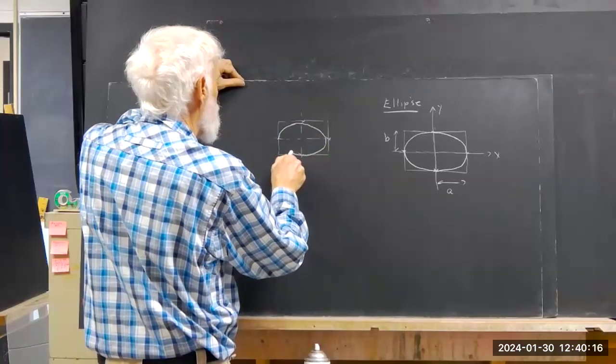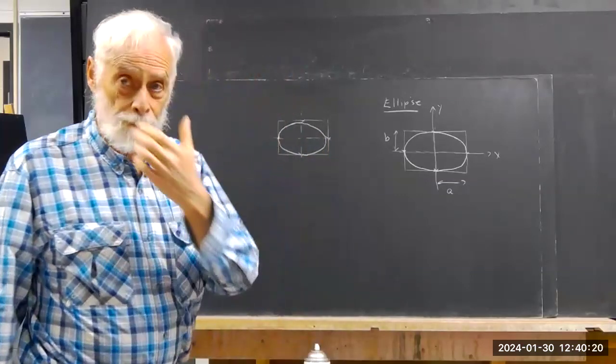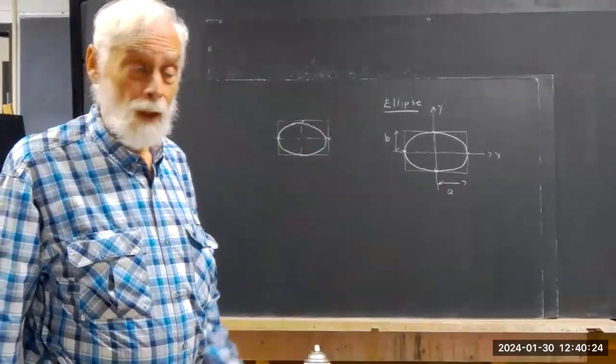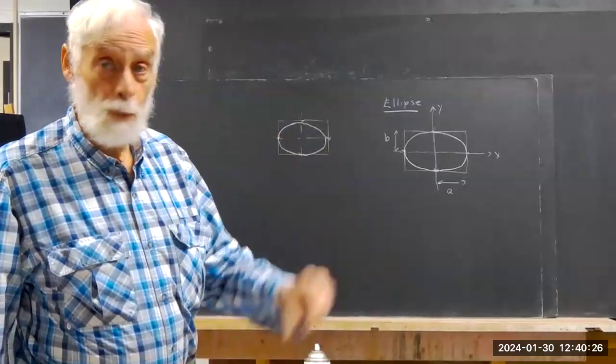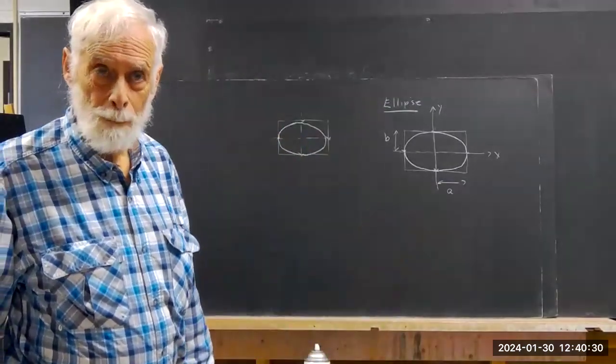The one I did over there was better. But there it is. Okay. That's how you sketch it. Start with that rectangle. Any conic section, you start with a rectangle, if you want to draw it reasonably well. Okay.